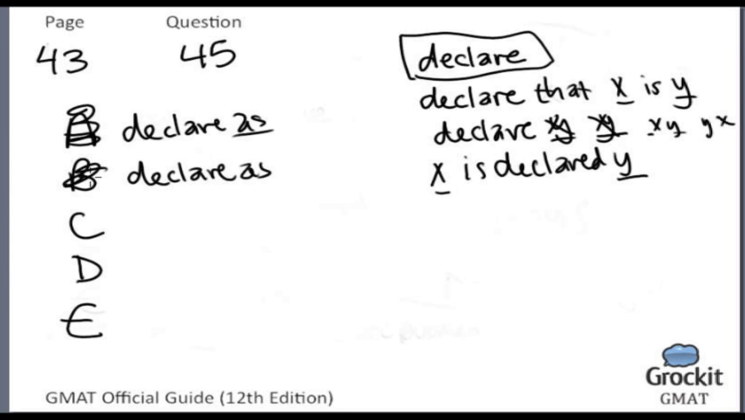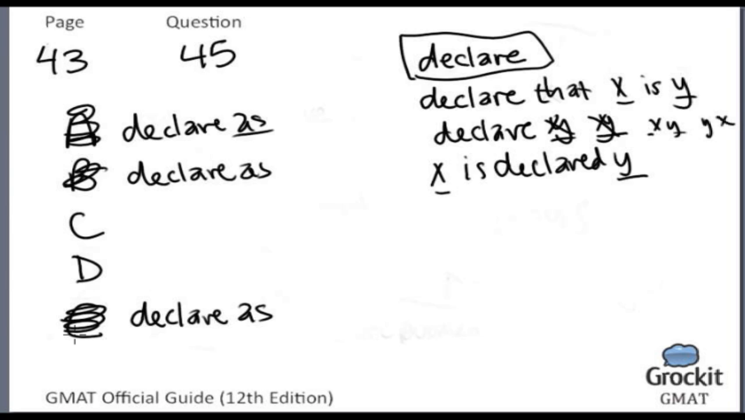Choice C, the Supreme Court declared unconstitutional. Okay, well that one's fine, at least in that regard. Choice D, the thing was declared unconstitutional. Okay, that's fine. Choice E, declared a minimum wage as unconstitutional. So this was another declare as. So we got rid of 3 answer choices on the basis of idiom.